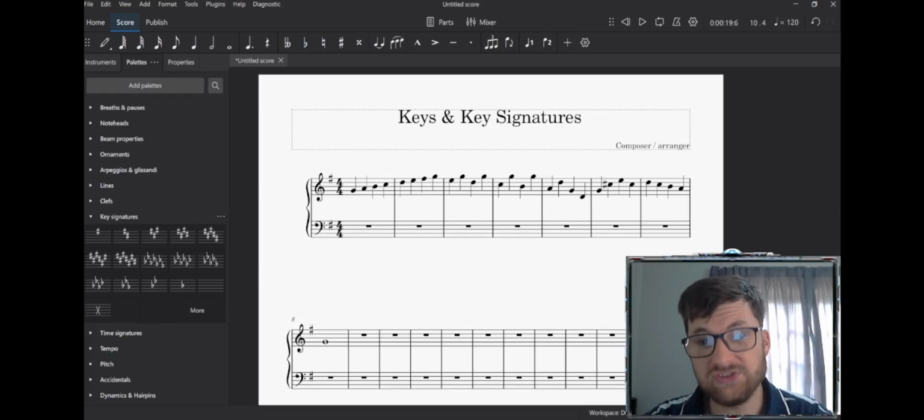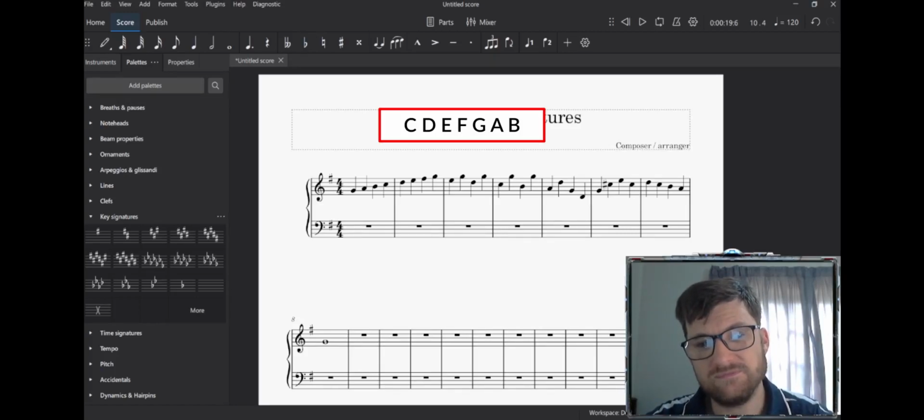A key is a scale which harmonically anchors the melody. So essentially, a key is just a set of notes that the melody is using. For example, a song in the key of C major will most likely only use the following notes. A song in the key of G major will most likely use these notes. And a song in the key of D minor will most likely use these notes.